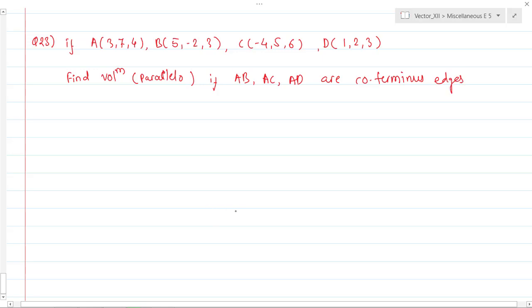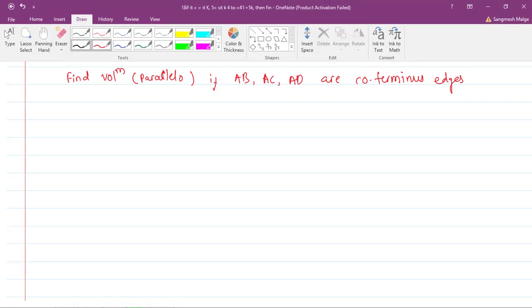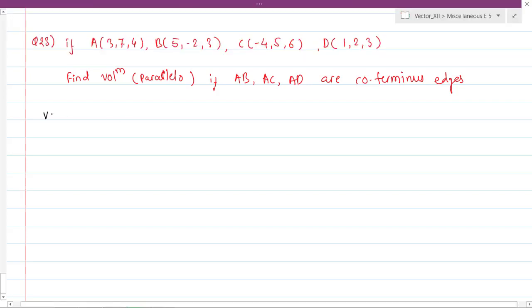Okay, is this okay? So what they have given, they have given the vertices A B C D, and they said that AB, AC and AD are the coterminous edges of the parallelepiped. So then what is the volume of this parallelepiped? We know that if the coterminous edges are given, then the volume of the parallelepiped is nothing but the scalar triple product of these three vectors. It is equal to the box product of AB bar, AC bar and AD bar. Okay, so for that purpose we require AB, AC, AD.